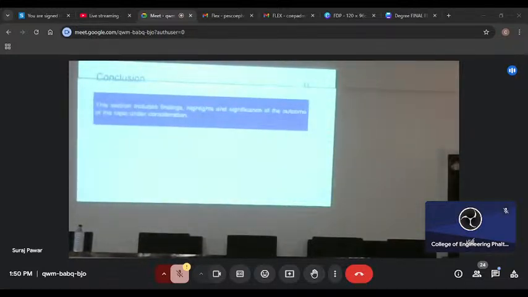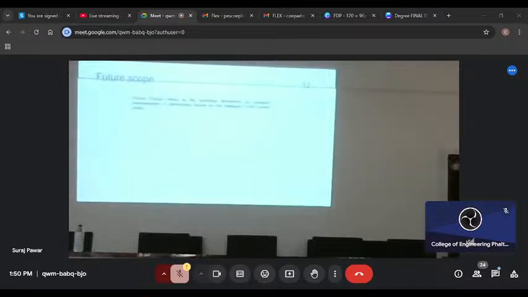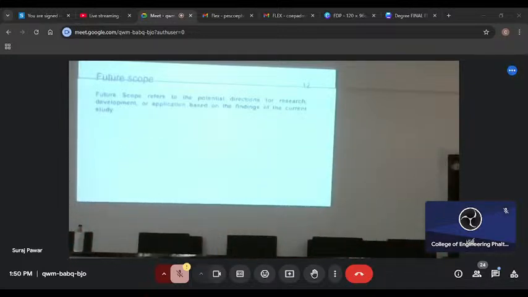Then conclusion. This section includes findings, highlights, the significance of the outcome of the topic, outlines implications, and recommendations based on findings. Okay, right. So the next part is future scope. In the conclusion, write the findings you get. You are going to write why your study is important and where it has application. That you are going to write in a point-wise manner. Number 1, 2, 3, or in some of the cases you can write a paragraph.